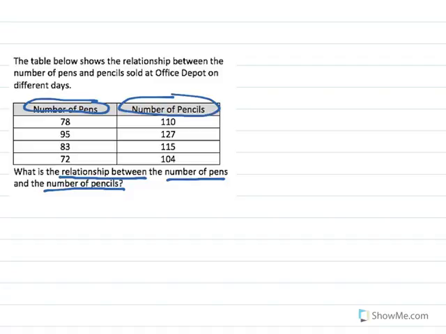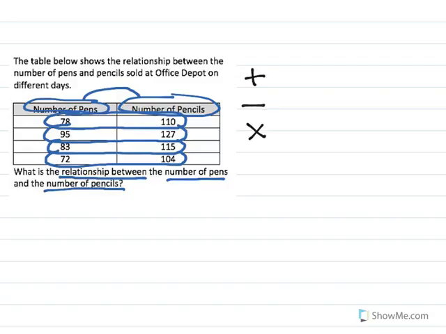So here, just like before, we're looking at pairs of numbers, and I'm looking at the relationship between pens and pencils. So the relationship is between the 78 and the 110, between the 95 and the 127, between the 83 and the 115, and between the 72 and the 104. Those are my pairs of numbers. Just like before, when we're talking about a relationship, we're talking about using one of the 4 operations.